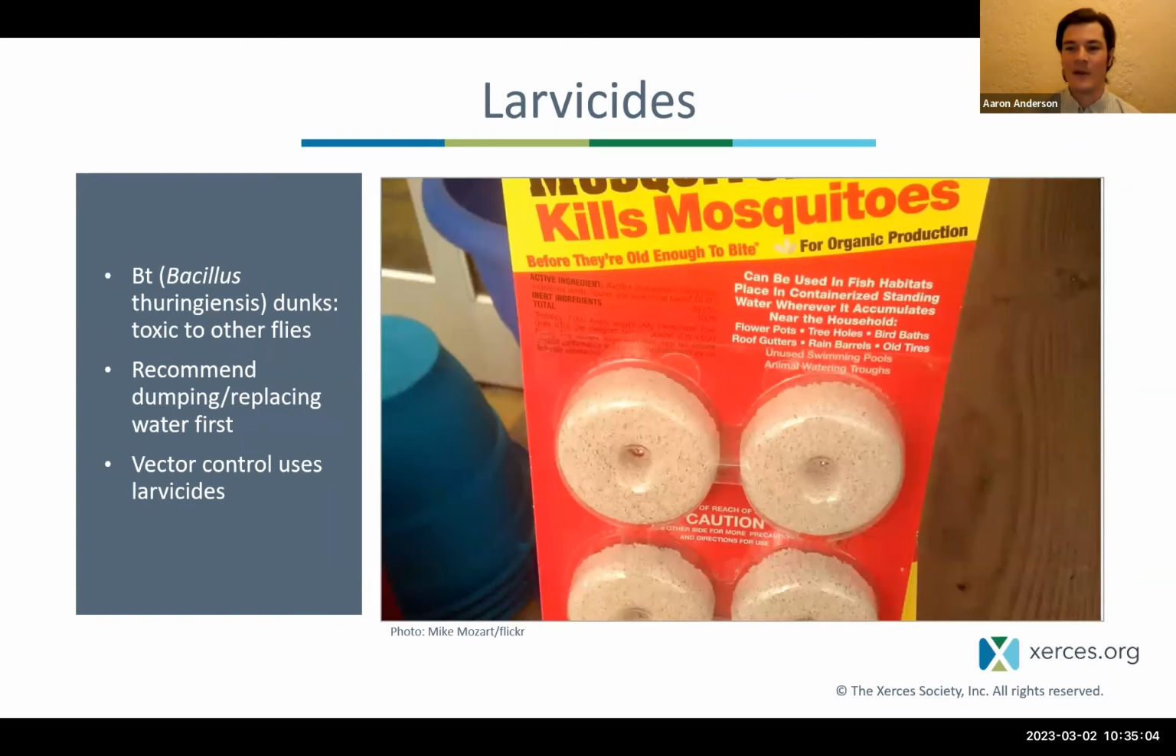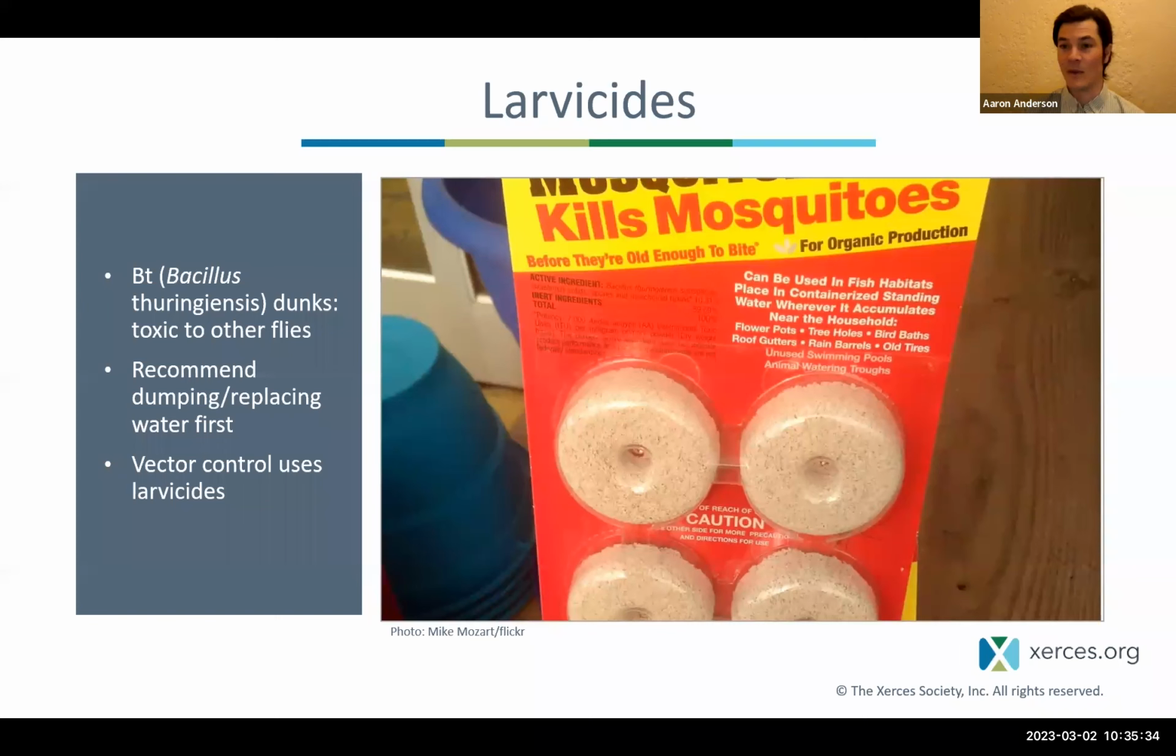Some of you might be familiar with larvicides. These are things that will kill the larva as opposed to adulticides that kill the adults. One that's common are BT dunks, which you can buy and use at home. The active ingredient is Bacillus thuringiensis, a species of bacteria that lives in the soil and is often used as an insecticide. And there's a strain used in what are called mosquito dunks. I have an image of it on this slide, these pucks that are placed in water and dissolve.